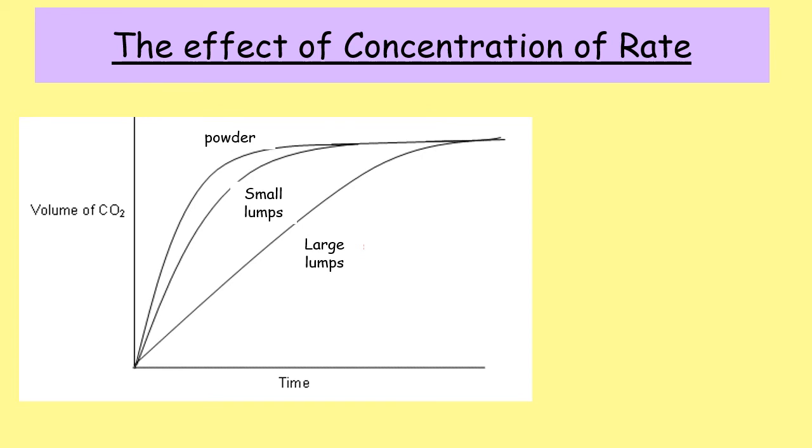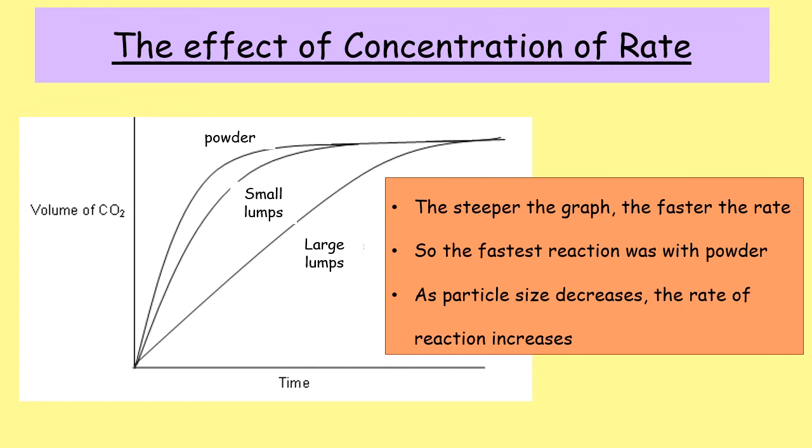So this time we can see with our graphs that we get 3 graphs. Each one has a different level of steepness. The steepest graph is for the powder, then the next steepest is for the small lumps, and the least steep is the large lumps. The steeper the graph, the faster the rate, just like we had for concentration. And so the fastest reaction was with powder. And as the particle size decreases, the rate of reaction increases.